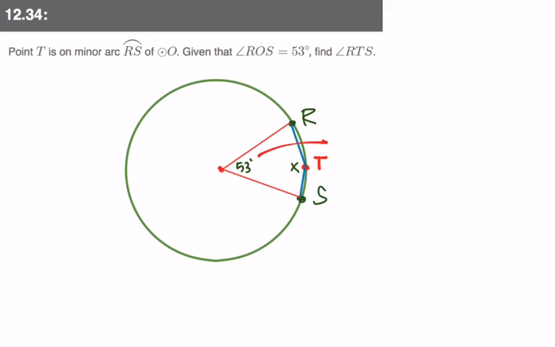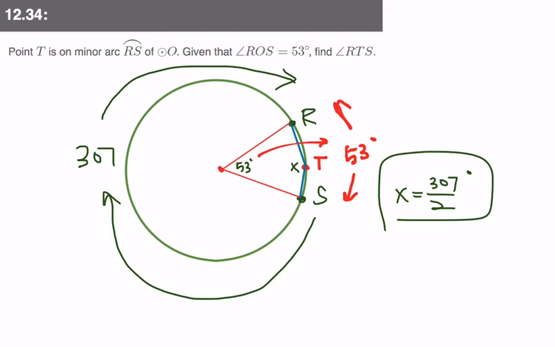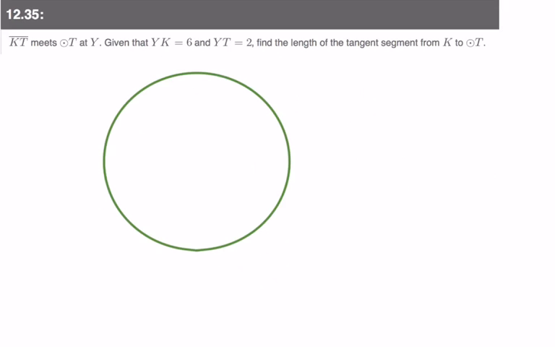Knowing 53, we know that the opposing arc is also 53 as well. Then the other arc, the rest of them, will come out to be 307. And angle X is opposing to the measure of arc 307. So X will be equal to 307 divided by 2. That becomes our answer. All right, number 35. KT meets T at Y.